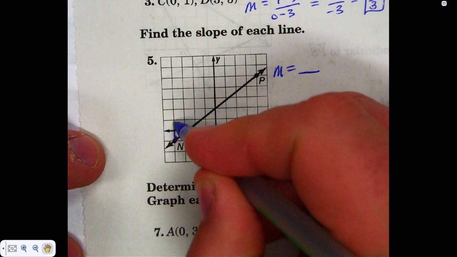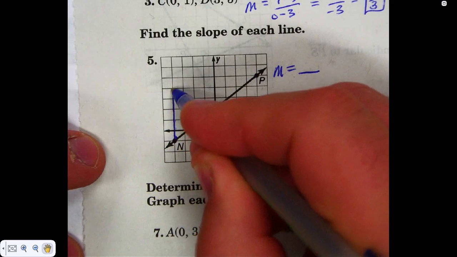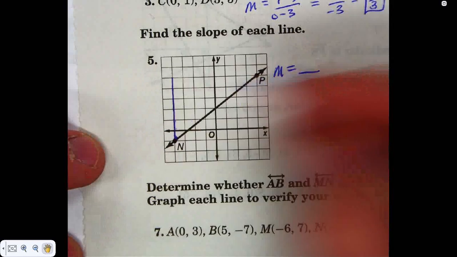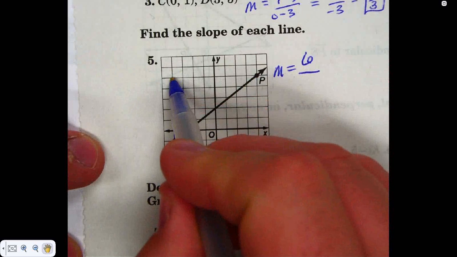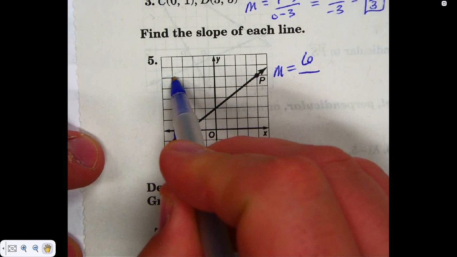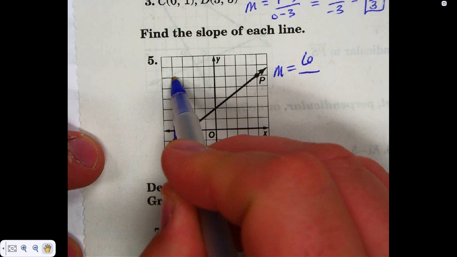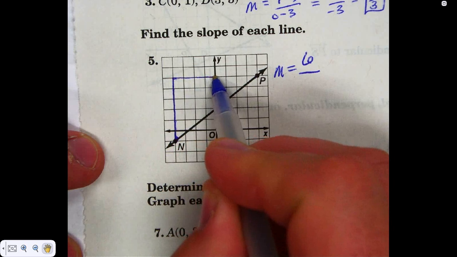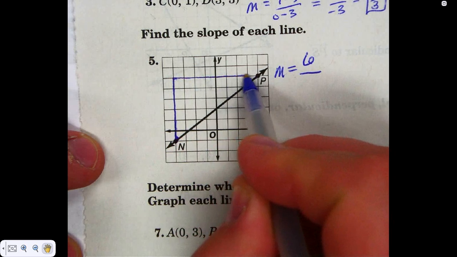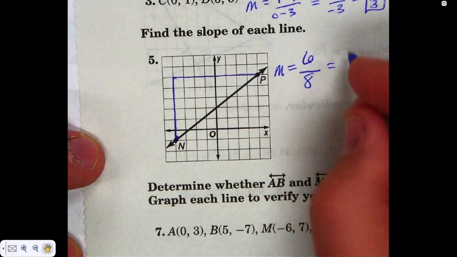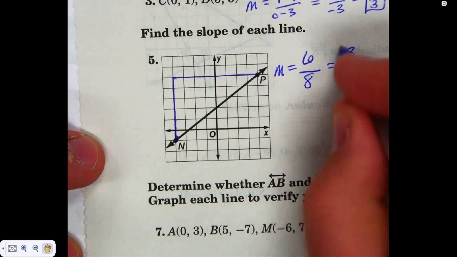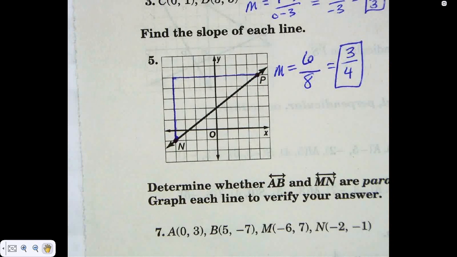Go up 1, 2, 3, 4, 5, then one more, 6. So I go up what? But then I'm just right here. Now I need to go to the, what's the right? Is it positive or negative? So go to the right, and left is negative, so go to the right. 1, 2, 3, 4, 5, 6, 7, 8. However, we do need to reduce this, so this becomes what? 3 over what? Pretty easy, isn't it?